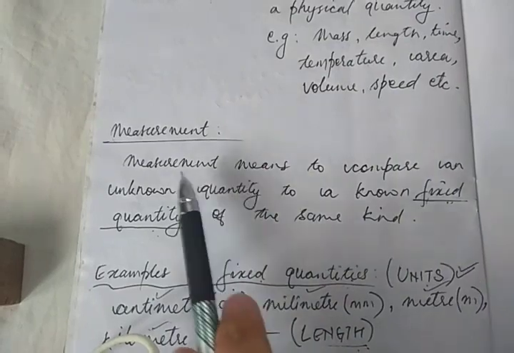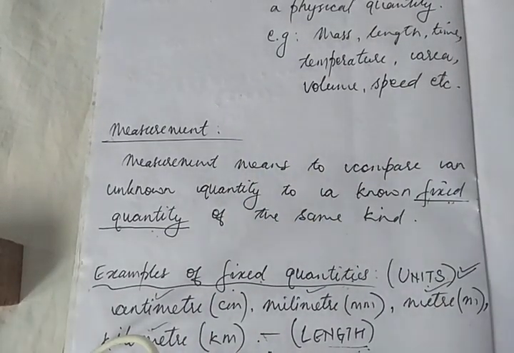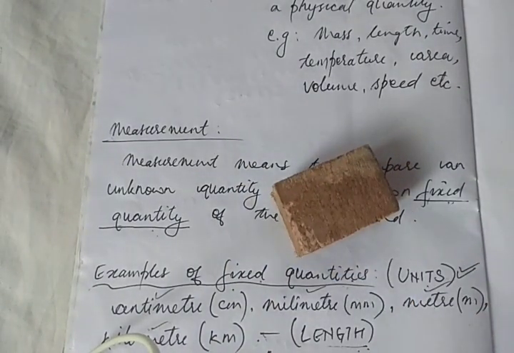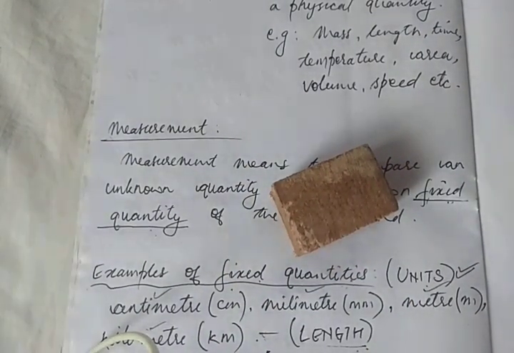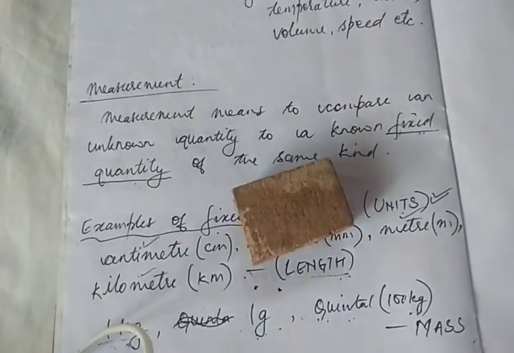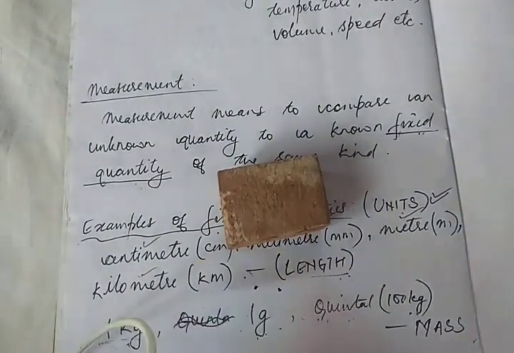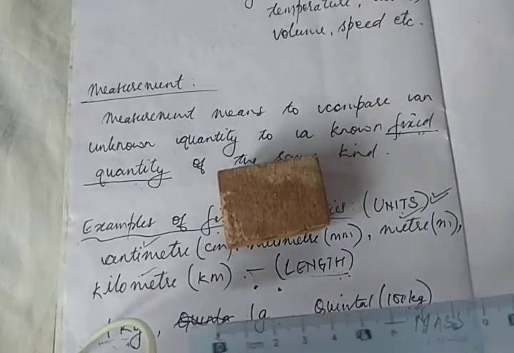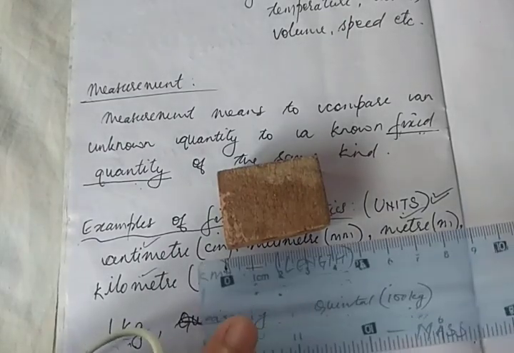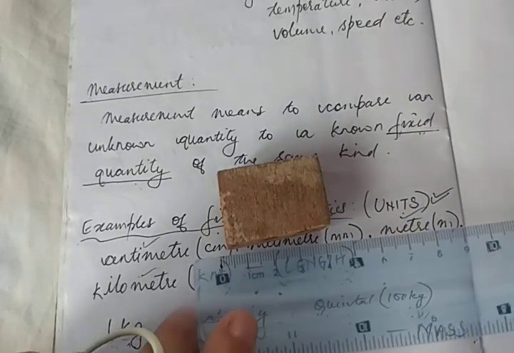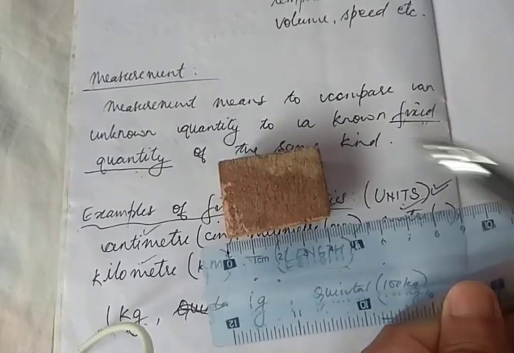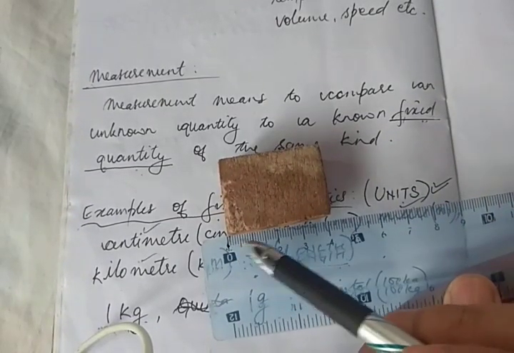So what is measurement? Measurement means to compare an unknown quantity. Like, for example, I want to measure the length of this piece of wood. So the length of this piece of wood is an unknown quantity for me. So what I do is, in order to measure its length, I compare it to a known quantity. Like, for example, centimeter is a known quantity to me. I compare the length of this piece of wood to this centimeter. And as you can see, the length of this piece of wood is much longer than a centimeter.